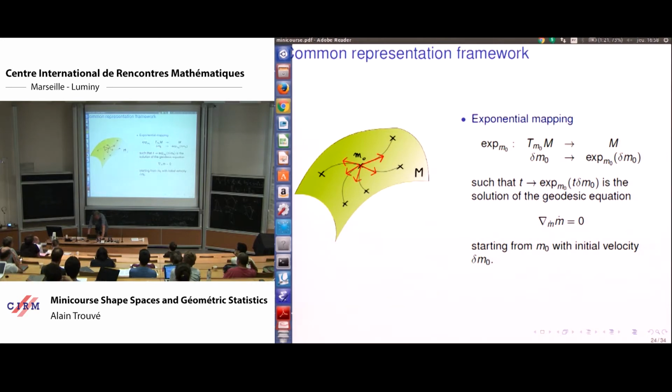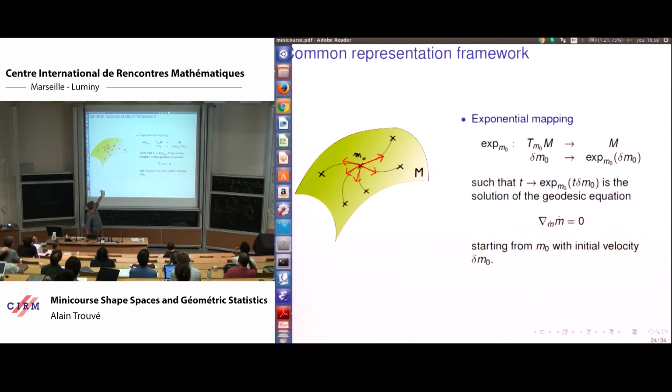Oh, okay. So the thing is that there is something which is very important: if you want to understand how you can do such things for real, with real objects and so on, you have to understand the exponential mapping.